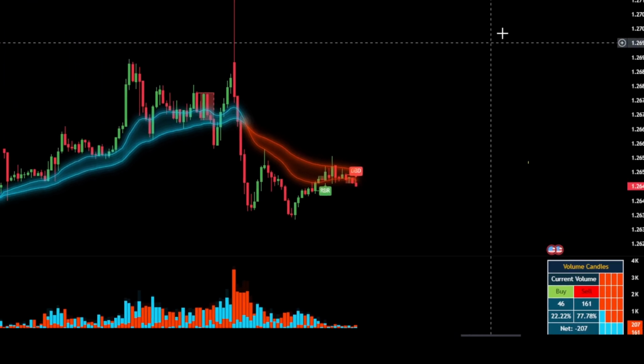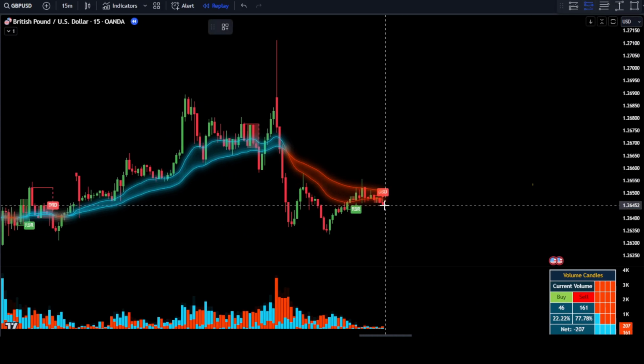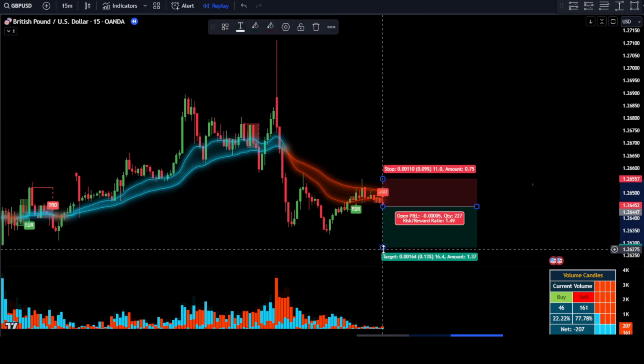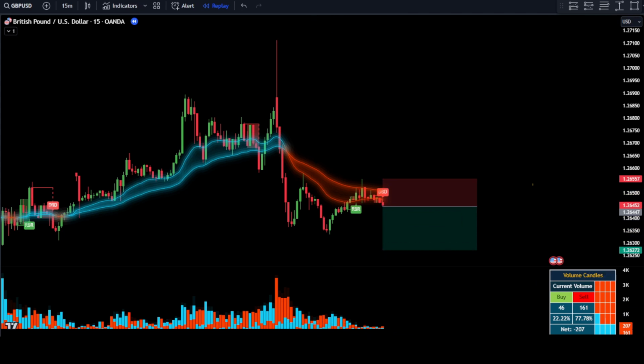If all conditions are met, you can place a sell order after the bearish candlestick has closed. Place a stop loss at the last swing high. Use a take-profit target with a risk-reward ratio of 1 to 1.5.